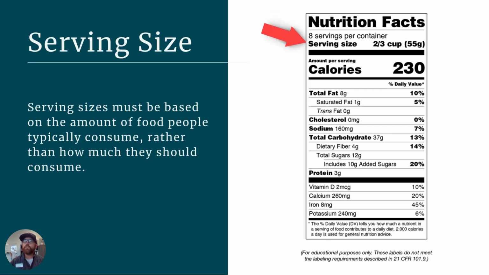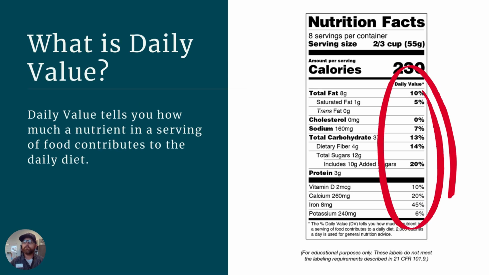Next, we're going to talk about serving size. What does a serving size mean? The serving size must be based on the amount of food that people typically consume rather than how much they should consume. Somehow they put all these folks into a room and have them eat the amount that they think they should be eating. They then put all that data together, and that's how they come up with a serving size. So again, it's how much people typically consume rather than how much they should consume.